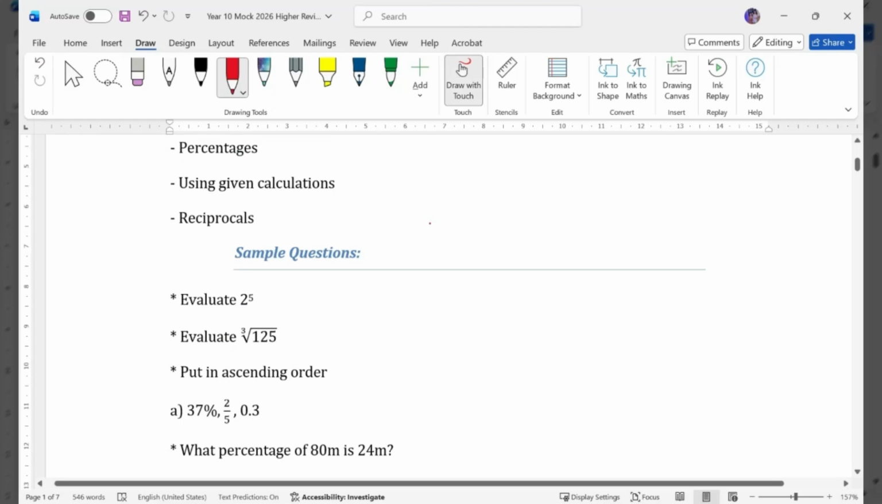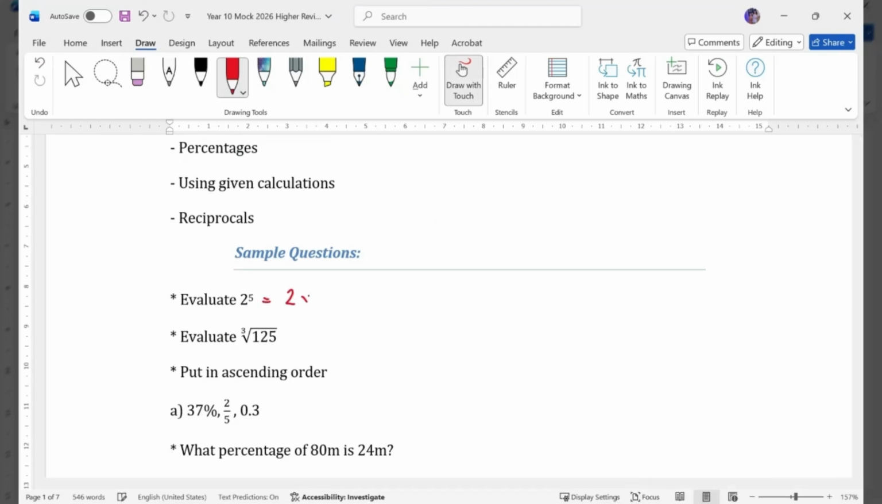An understanding, I guess, that you know that little 5 means to multiply by itself 5 times, and you basically work that out. Then times 2, then times 2, then times 2 again. So 2 times 2 is 4, times 2 is 8, times 2 is 16, times 2 is 32. Okay.